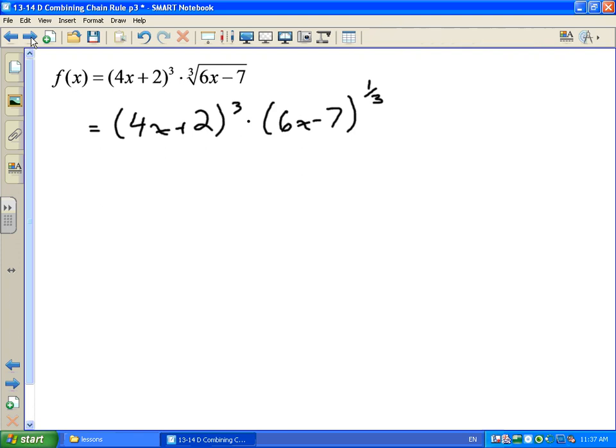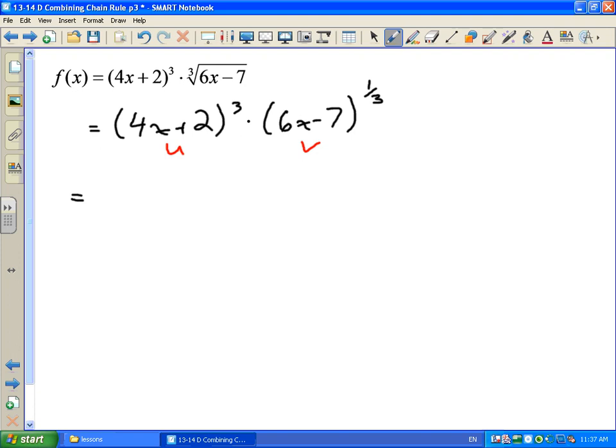Okay. Now, I'm multiplying these two things together. I've got a u and a v. I'm going to use the product rule. But both my function u and my function v are composite functions, or functions that I'm going to have to apply the chain rule to get the derivative of. So let's go to work here.